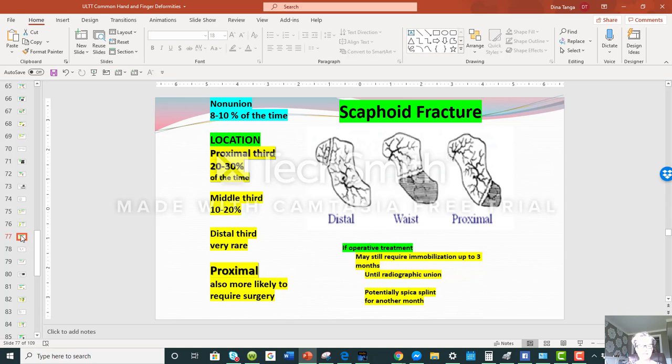Non-union, 8 to 10% of the time. Location, proximal third, 20 to 30% of the time. Middle third, 10 to 20% of the time. Distal third, very rare. Proximal, also more likely to require surgery. If operative treatment, may still require immobilization up to 3 months until radiographic union. Potentially a splint for another month.